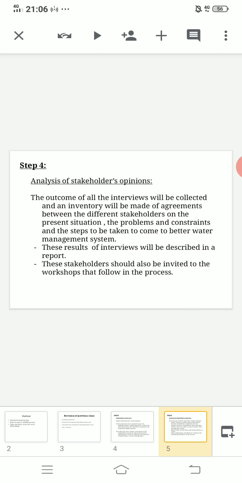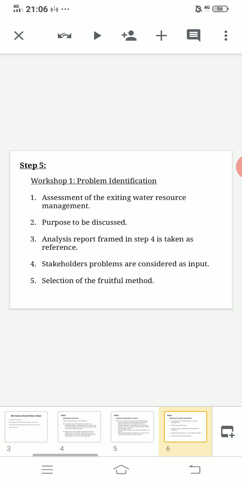And in step 4, analysis of stakeholders' opinions is done. The outcome of all the interviews will be collected and an inventory will be made of agreements between the different stakeholders on the present situation, the problems and constraints, and the steps to be taken to come to better water management. The results of these interviews are described in a report. These stakeholders should also be invited to the workshop that follows in the process. This is all about step 4.